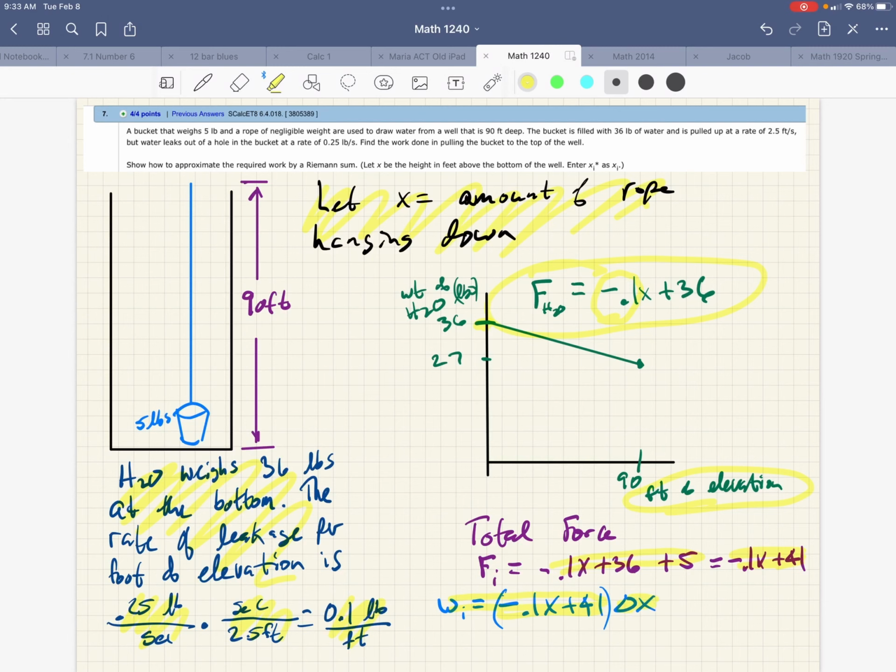In order to get a unit of work then, we'll need to multiply that force times a distance. So if we think about moving a slice, a distance of delta x, and then do that infinitely many times, then we would get the total work that's being done. So our integral would be from 0 to 90 of minus 0.1x plus 41 dx.